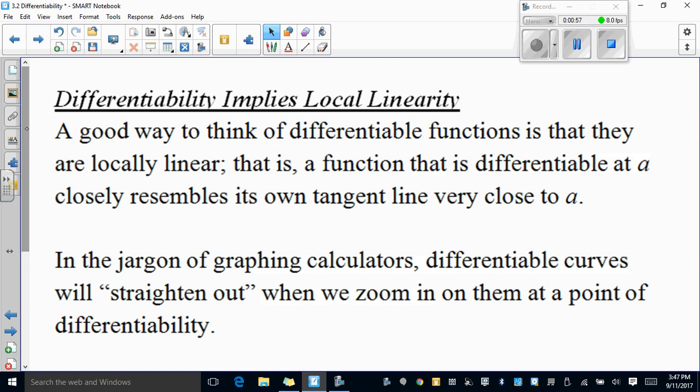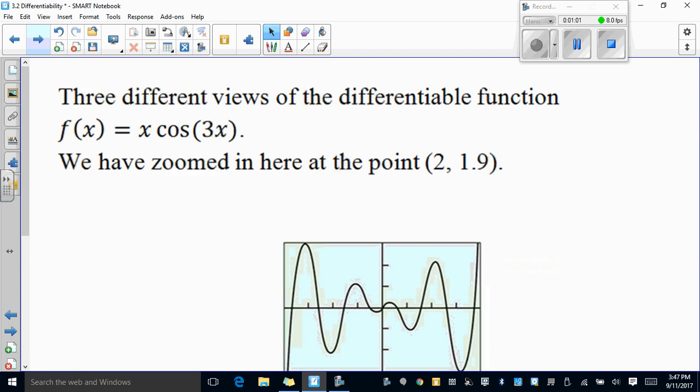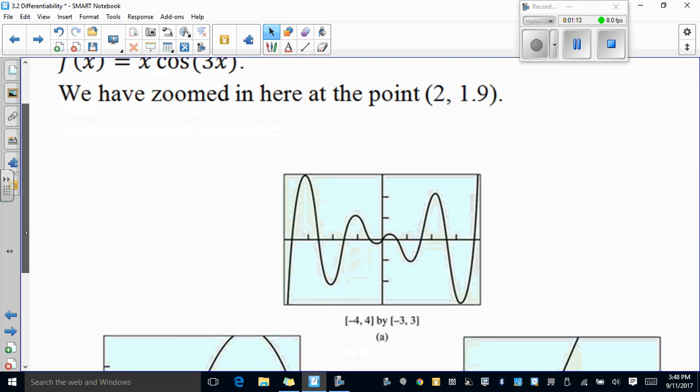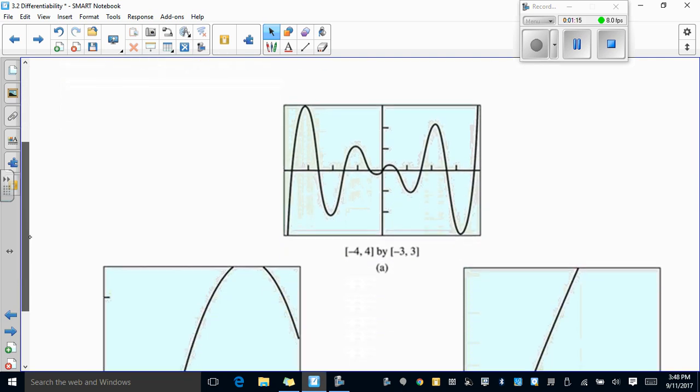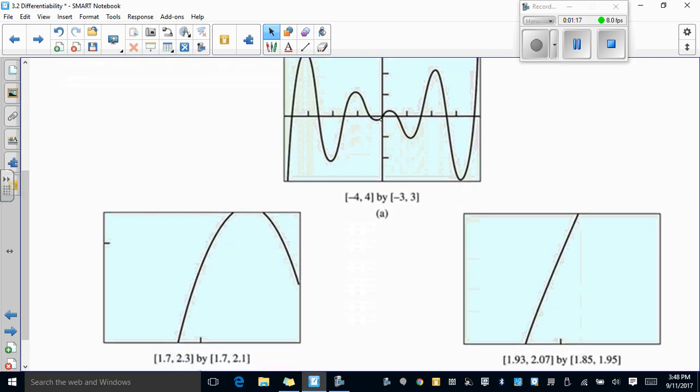You don't need a calculator for this one. I gave you three different views of a differentiable function, f of x equals x cosine of 3x. We have zoomed in here at the point 2, 1.9. So what we can do is go 2, 1, 2, and then 1.9, which is going to be right around here somewhere.